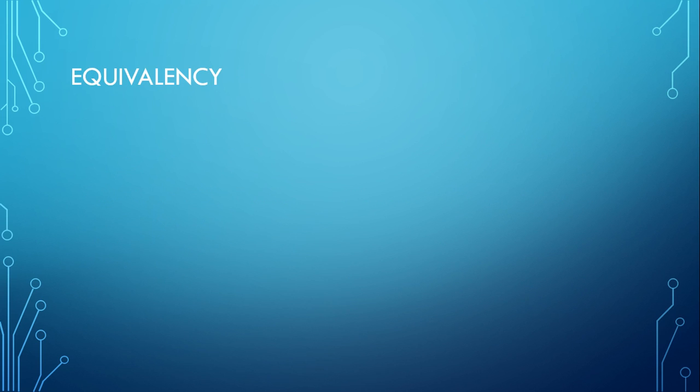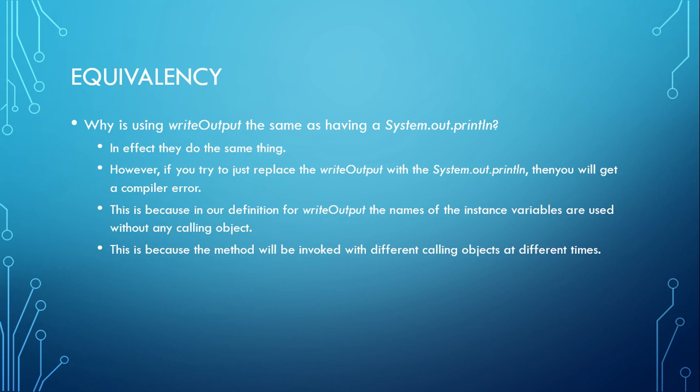Now, why is that equivalent? So let's talk about that. Why is using writeOutput the same as having a System.out.println? Well, in effect, they are the same thing. However, if you try to replace the writeOutput with the System.out.println, then you're going to get a compiler error. And this is because in our definition for writeOutput, the names of the instance variables are used without calling any object. So if we look at writeOutput, it's just month, day, year. There's no date1, there's no date2, none of that is in there. So it has no reference to that object.